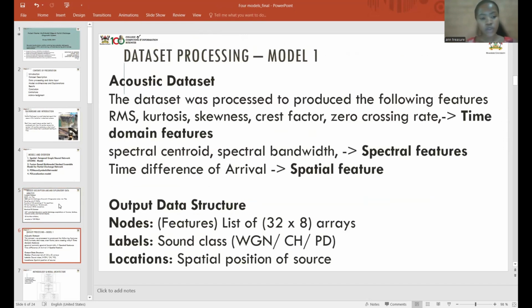So for model one, which I'm going to describe first, will be the spatial temporal graph neural network, whereby the dataset was processed to produce the time domain features, the spectral features, and the spatial features. The spectral features reveal the shapes of the waves, the different sound waves. The spatial features reveal the location of the waves, such as the time difference of arrival, how the waves traveled between the microphones. And then we have the time domain features, which reveal the properties of the waves, which include the shape of the wave and the energy the wave has.